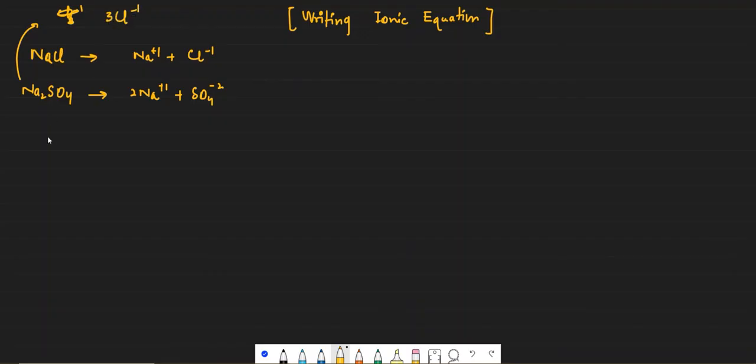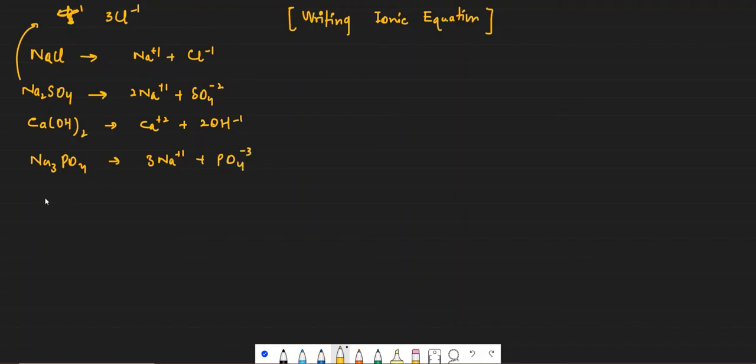Now let's break some other compounds. We have calcium hydroxide. That is one calcium atom, so there is going to be only one calcium ion. There are two hydroxides, so there will be two hydroxide ions. Let's break Na3PO4. There are three sodium atoms, so there will be three sodium ions. There is only one phosphate, so there will be one phosphate ion.